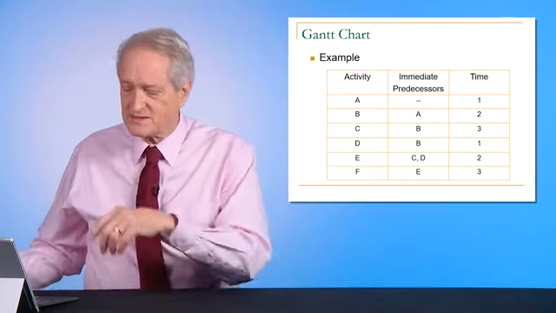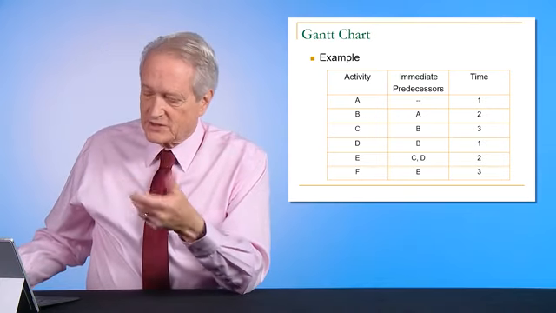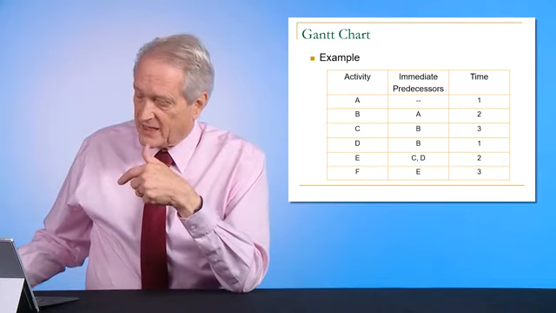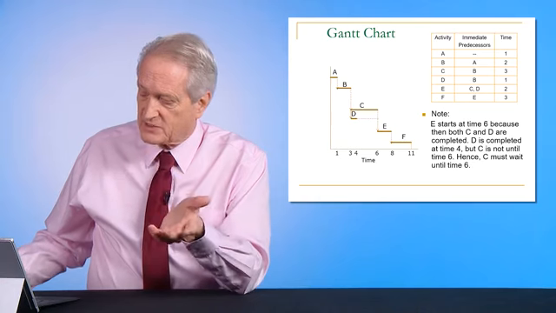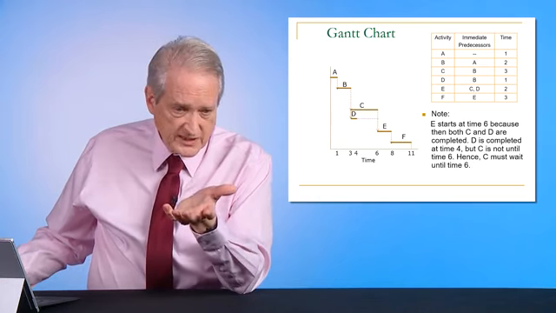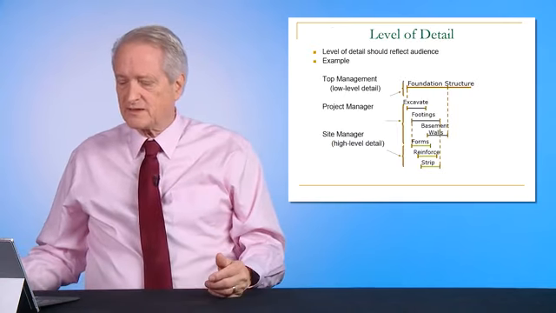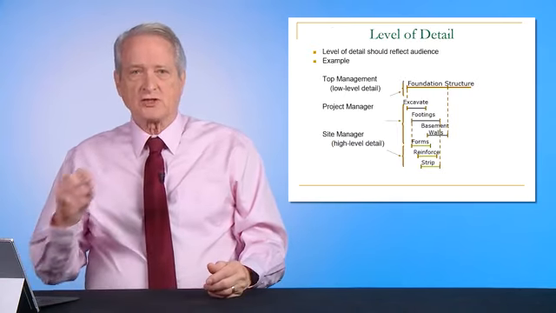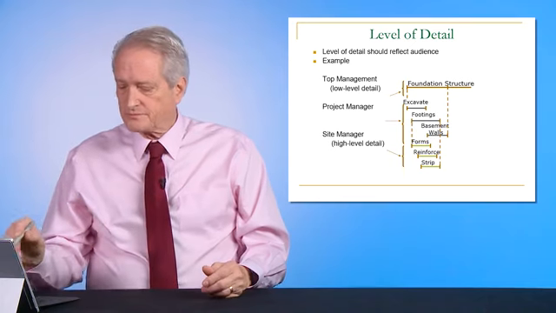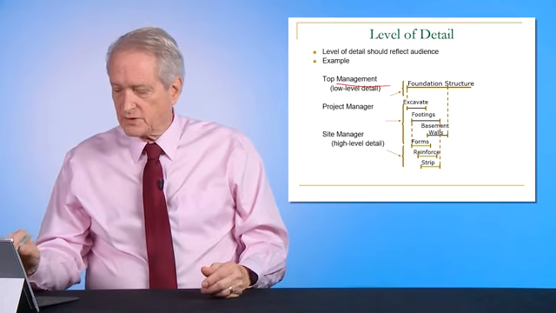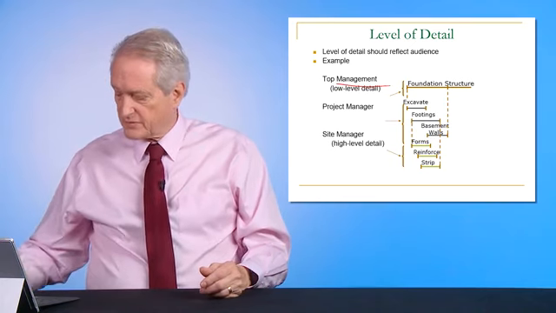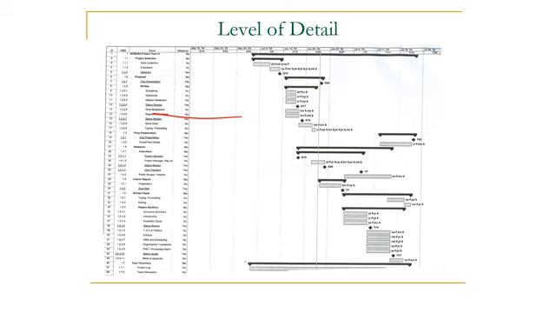But essentially, you look at an activity, and then which predecessors and how much time it takes. We did that in the diagramming. You might look at the different tasks here, the top level, project manager, and different things. And a Gantt chart looks kind of like this.